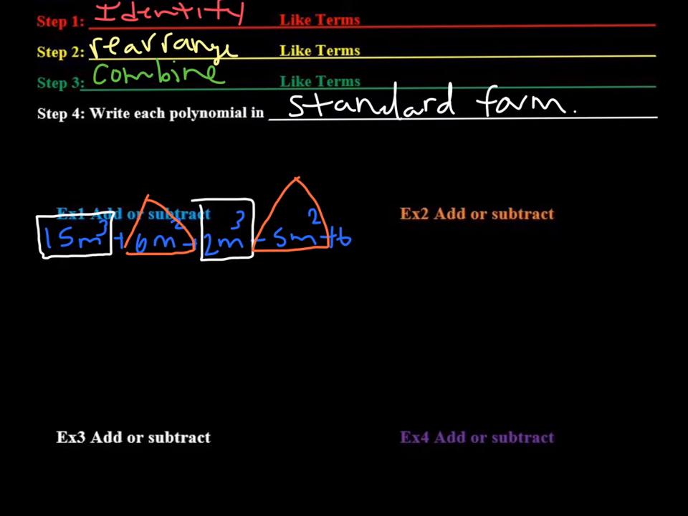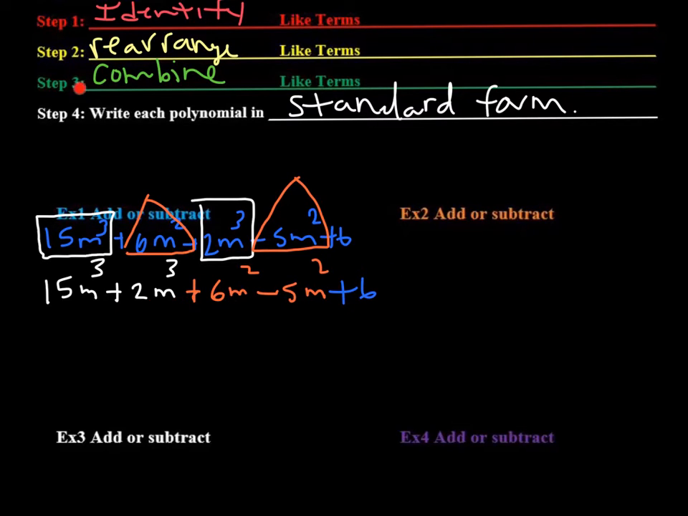Step 2 is to rearrange all the like terms. So I'm going to bring all the m to the third power together, all the m squared together. So let me rearrange and write that out. So as you can see, my m to the third power together, my m to the second power is together, and my 6 is by itself.